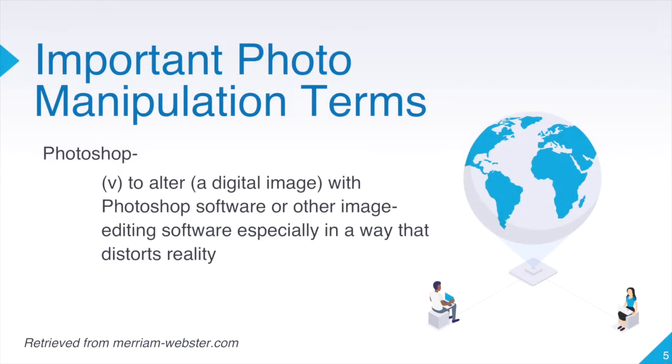The next term we're going to talk about is Photoshop. Now, Photoshop is a specific software, a digital graphic software that's used to edit photos, but in the common vernacular, we often use Photoshop as a verb. Merriam-Webster dictionary defines it as to alter a digital image with Photoshop software or other image editing software, especially in a way that distorts reality. So even though Photoshop is a specific software, many people collectively use the term Photoshop to talk about any image that has been altered in a way similar to what Photoshop can achieve.